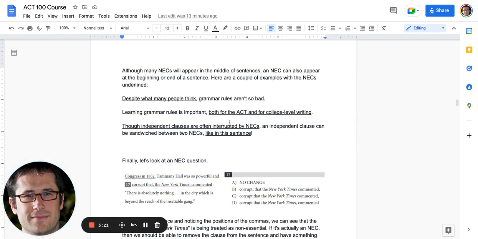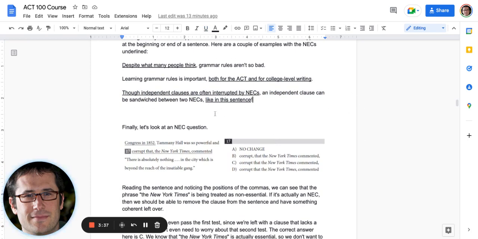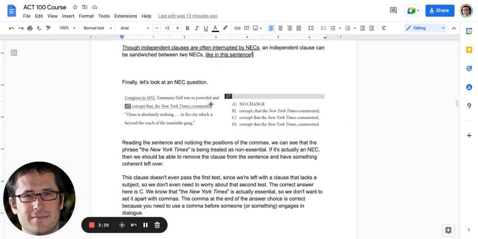Though independent clauses are often interrupted by non-essential clauses, that's dependent, an independent clause can be sandwiched between two NECs. That's an independent clause, like in this sentence, and that's a dependent clause. So you can see it can work in a bunch of different ways. So let's look at a question.